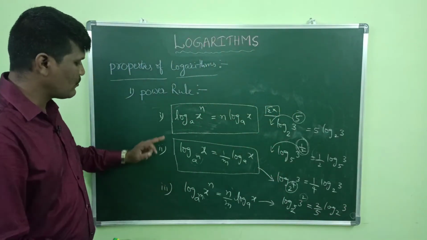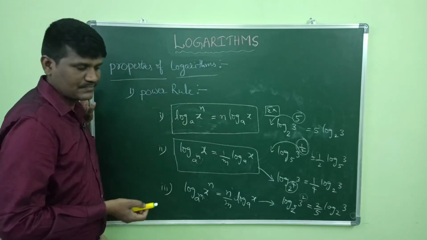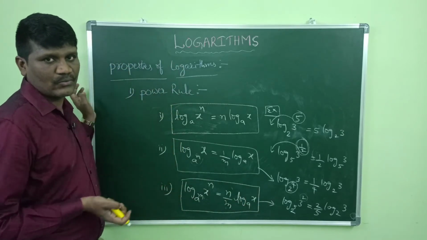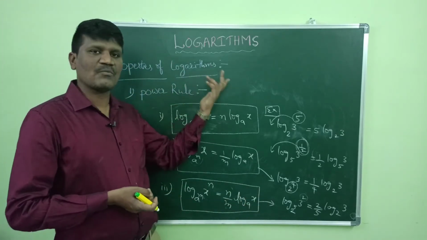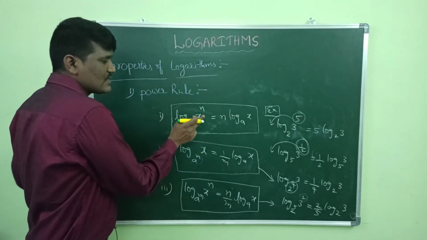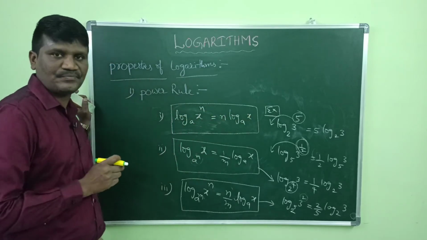So these are the most important formulas. The first one is log x power n is n log x, and this is the third formula of the product rule. Let us do some problems, then you will understand very clearly. The most important formula is this one: log x to the power of n is equal to n log x to the base a.